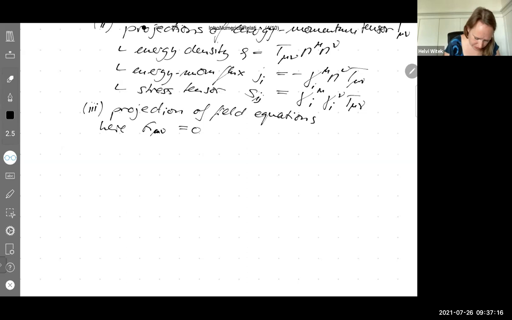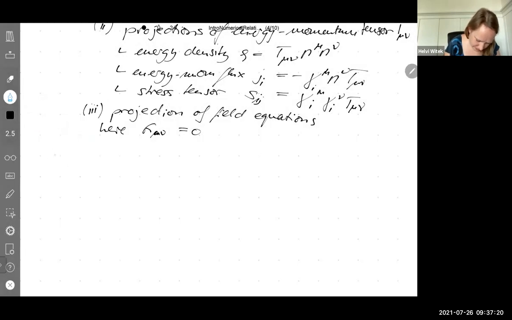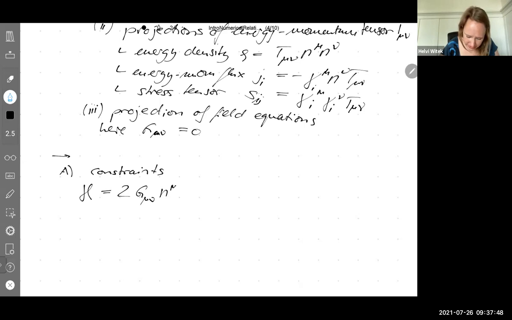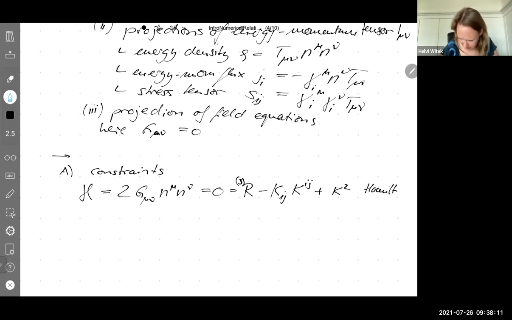If we decompose those equations, the first set that we get are the constraint equations. In particular, we find what we call the Hamiltonian constraint, which is twice the Einstein tensor, or the field equations, contracted with a normal vector equals zero. If I write this out, this gives us the three-dimensional Ricci scalar minus this combination of extrinsic curvature squared type terms. So this is the Hamiltonian constraint.